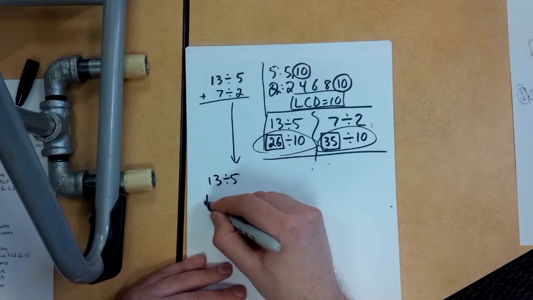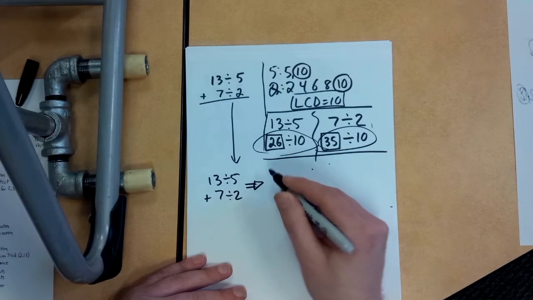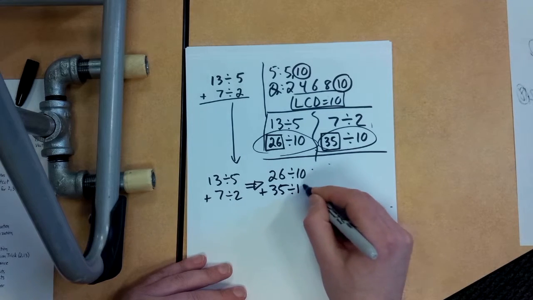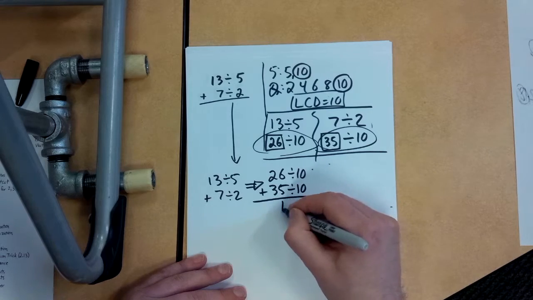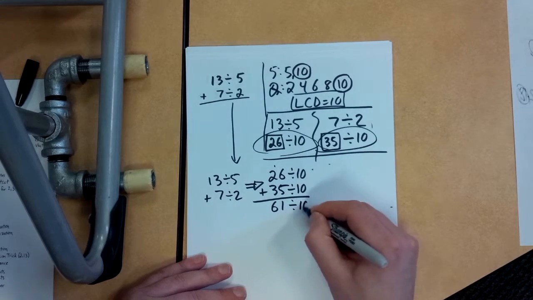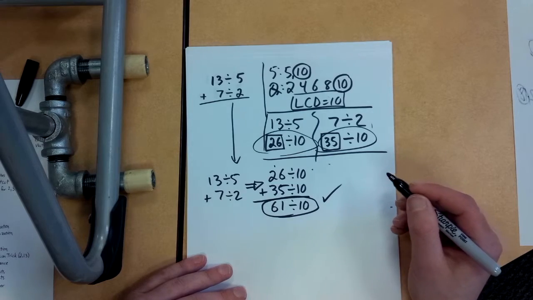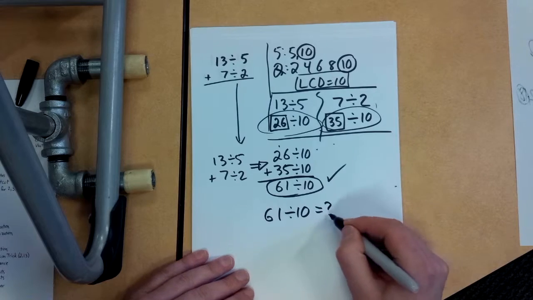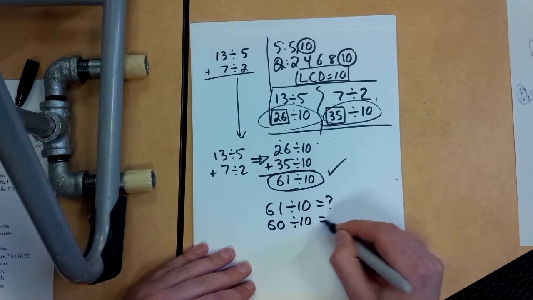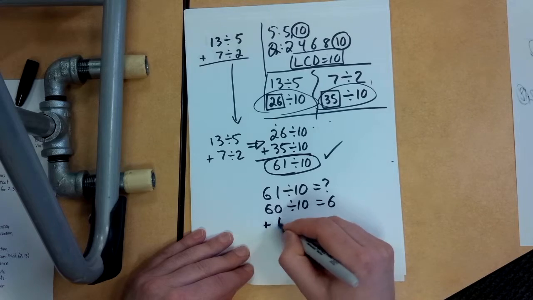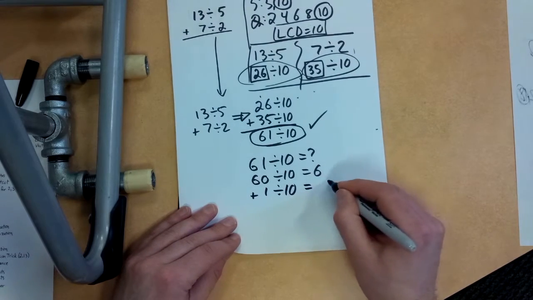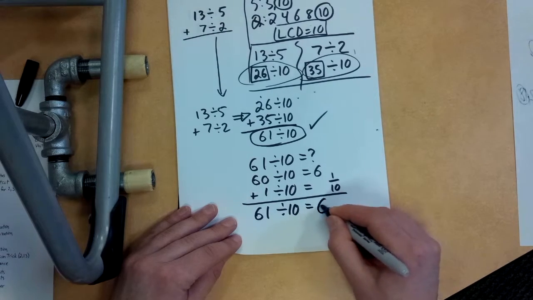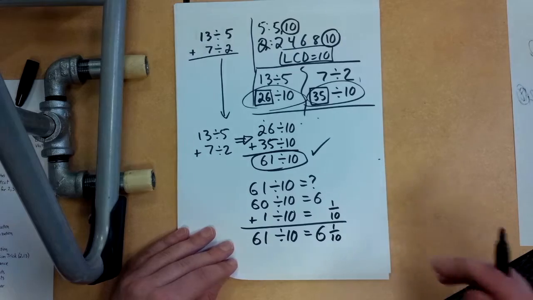Okay, so I'm going to use these new statements in place of what I have here. 13 divided by 5 plus 7 divided by 2 is really the same as 26 divided by 10 plus 35 divided by 10. Now I can add these up together. That's going to be 61 divided by 10. Perfect. And once I'm here, all I need to do is put this through the old division machine. 61 divided by 10 equals I don't know, but I do know that 60 divided by 10 is 6 because 6 times 10 is 60. I can add 1 divided by 10 equals 1 divided by 10. So my answer: 61 divided by 10 equals 6 and 1 divided by 10.